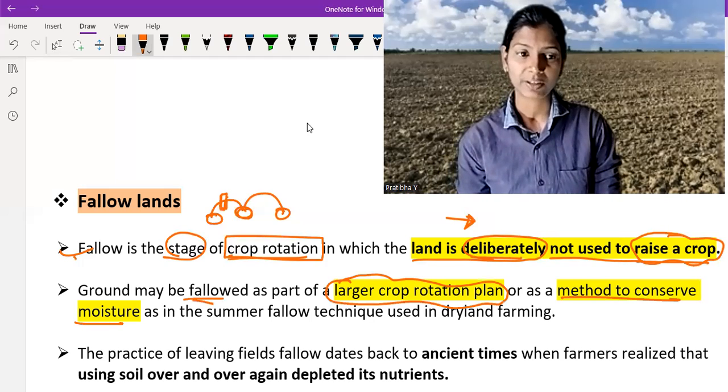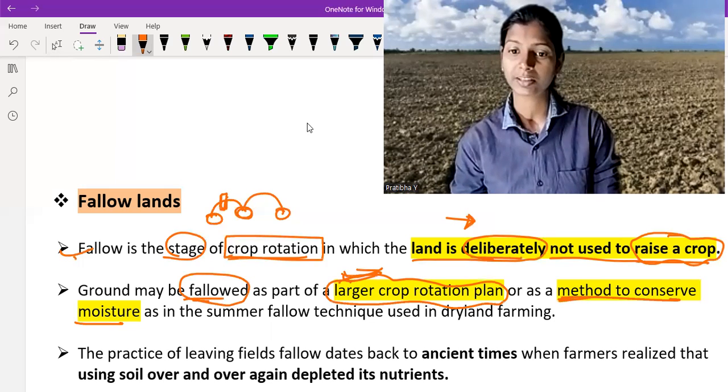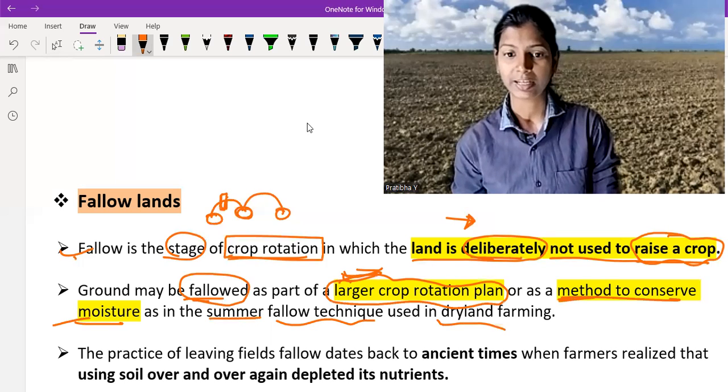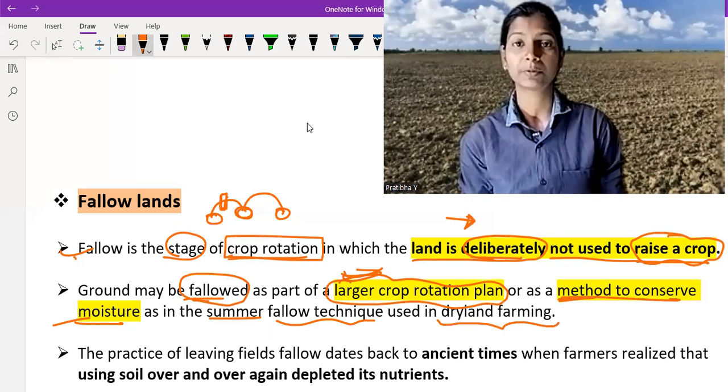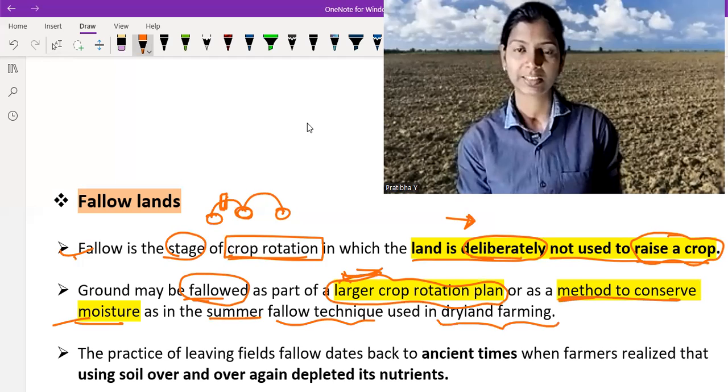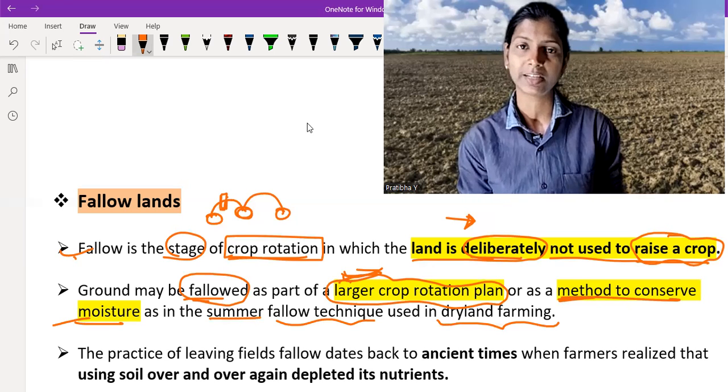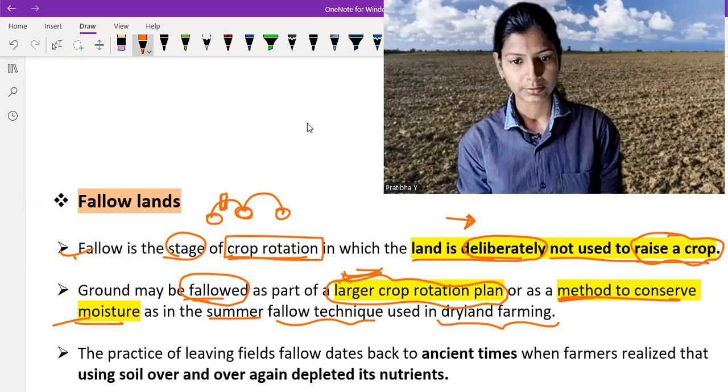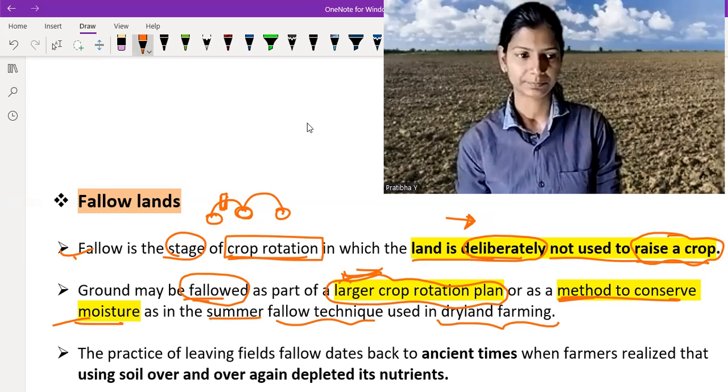So ground may be fallow for two reasons: as a part of a large crop rotation plan, or as a method to conserve moisture. In the summer period, the fallow technique is used in dry land farming. They deliberately leave the land unused for raising crops, and in summer they do dry land farming there.